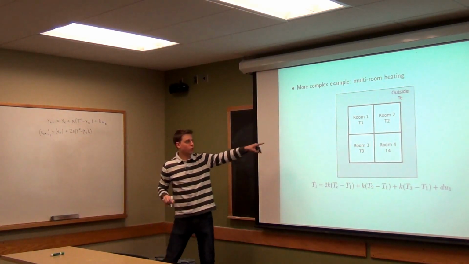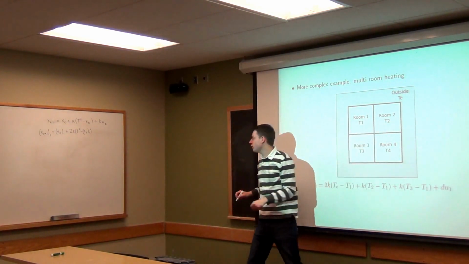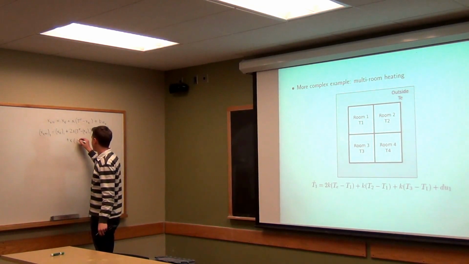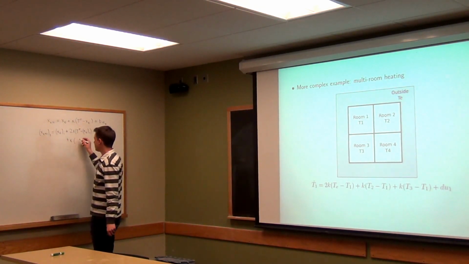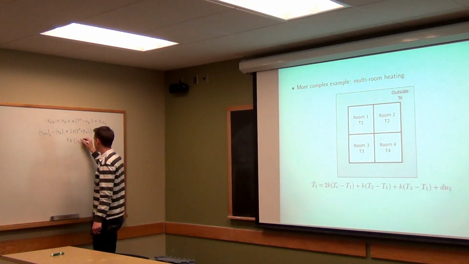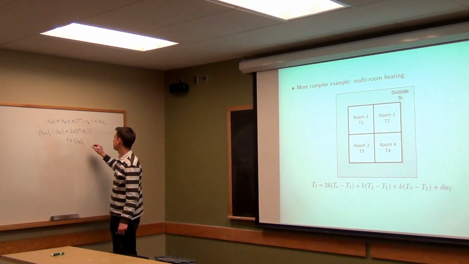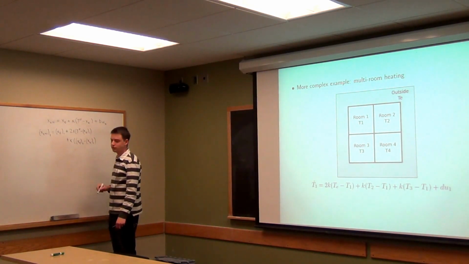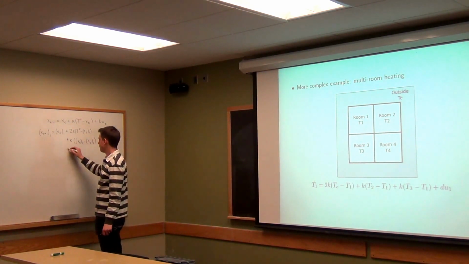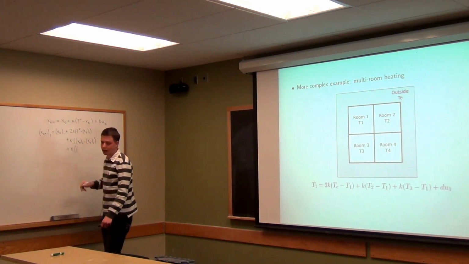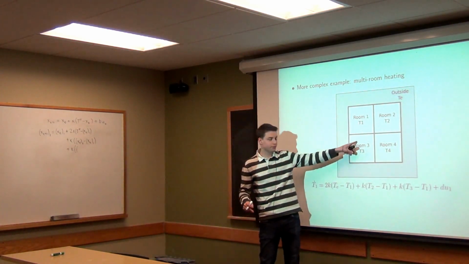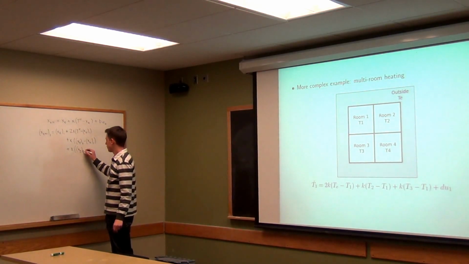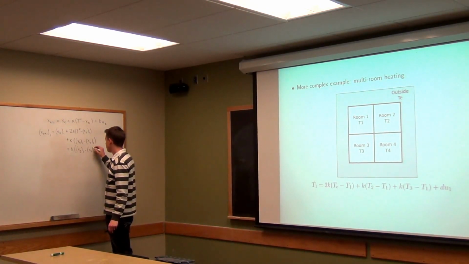It has one wall in contact with room T2, so it would be plus K times T2, a second state of xt here: xt2 minus xt1, plus K times what happens for the third room, which is xt3 minus xt1.